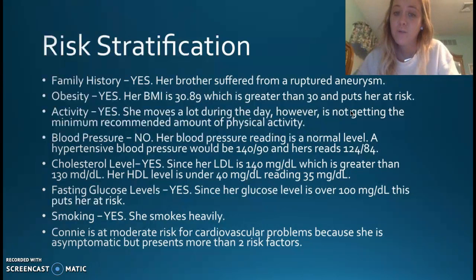Blood pressure, her blood pressure reading is at normal level, so she's okay with the blood pressure. Cholesterol levels, since her LDL is 140, which is greater than 130, her HDL level is under 40, reading 35. Fasting glucose levels, since her glucose level is over 100, this puts her at risk. And smoking, yes, Connie smokes heavily.